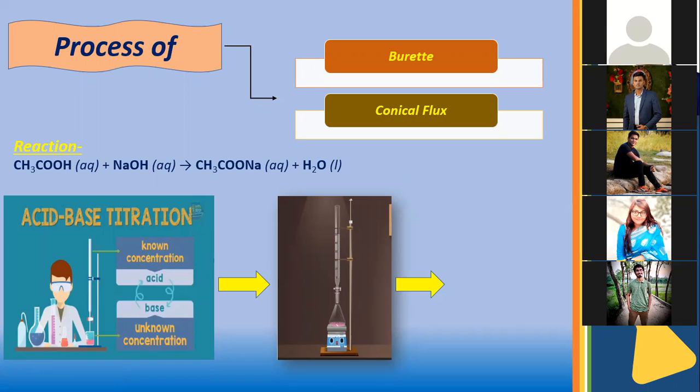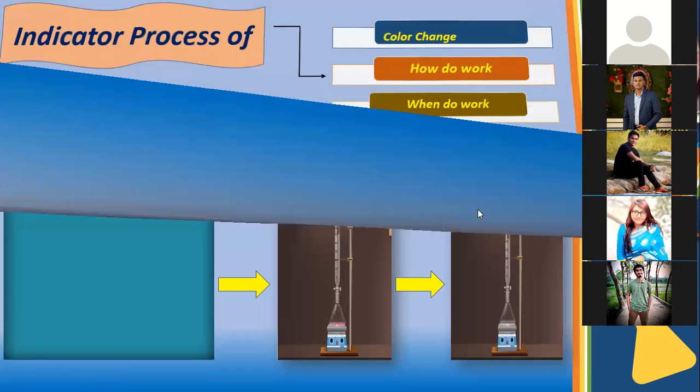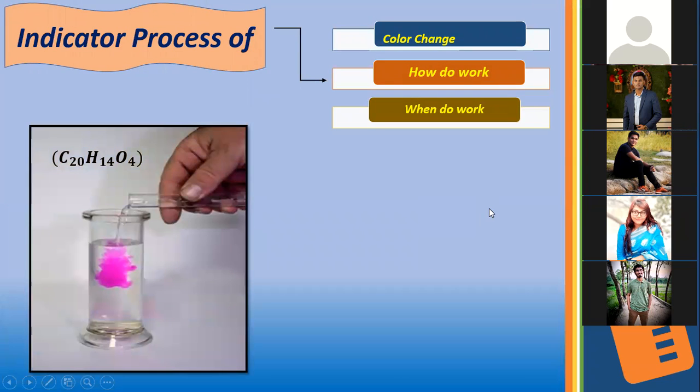I would like to discuss the indicator and how it works in this reaction. Here is my presentation. Basically, in an acid-base titration, indicators are important. An indicator is a chemical substance that detects the equivalent point or the end point of a reaction by changing its color. Altogether, we have almost 9 acid-base indicators which indicate the end point of a reaction.